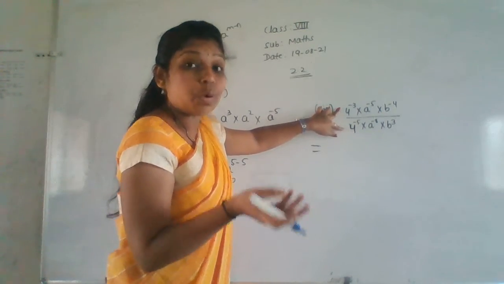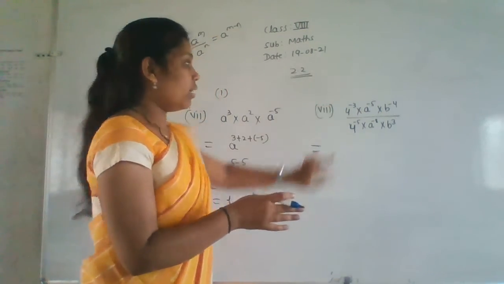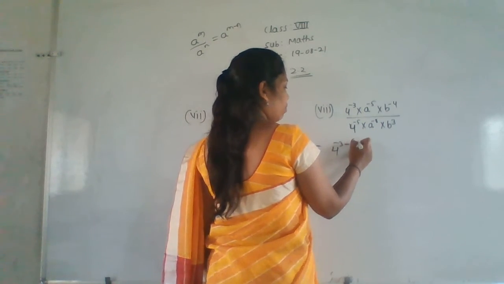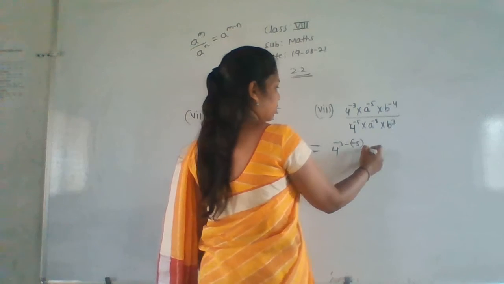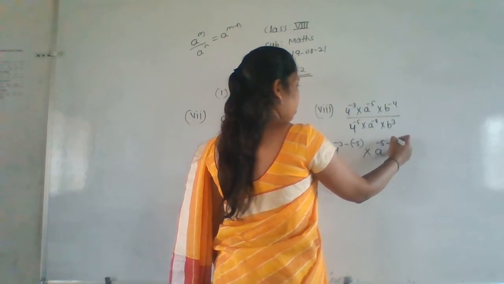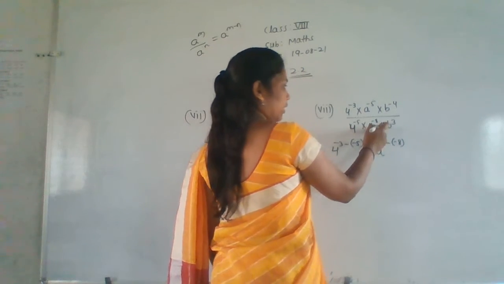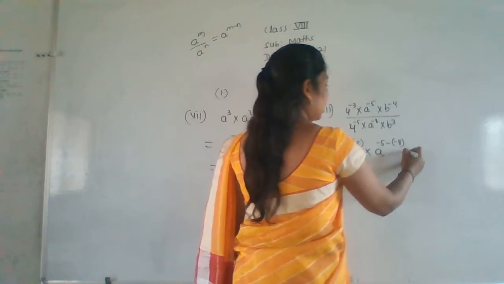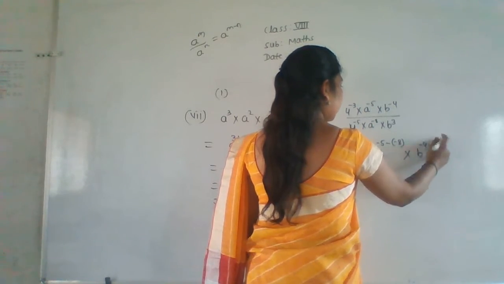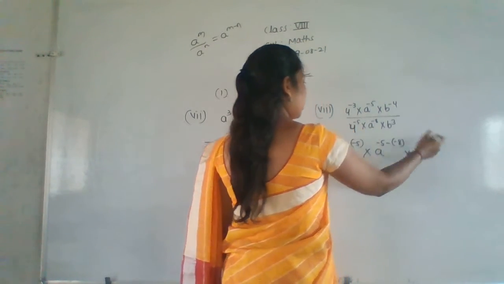dividing means we need to subtract the powers, right? So here 4 to the power 3 minus of minus 5, right? Next multiplication, a to the power minus 5 minus of minus 3. Take this minus a to the numerator. Next b to the power minus 4 minus 3, that is minus 7.